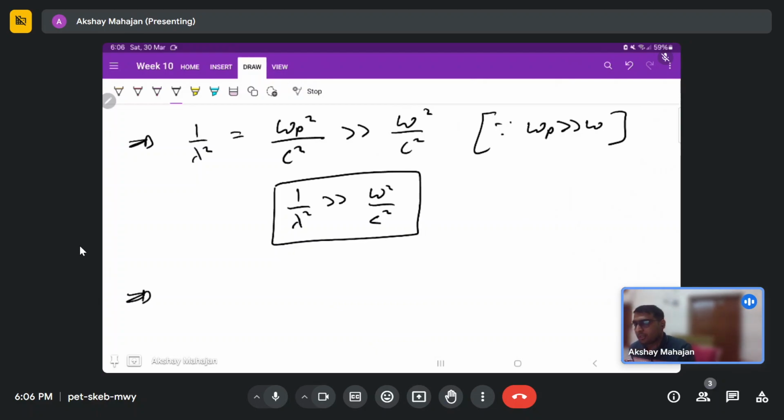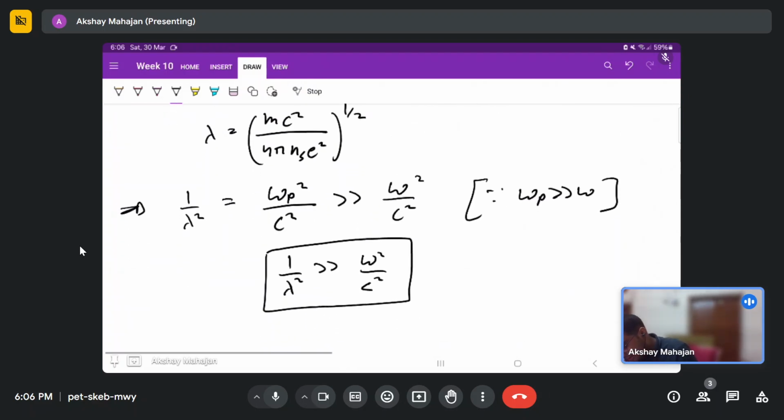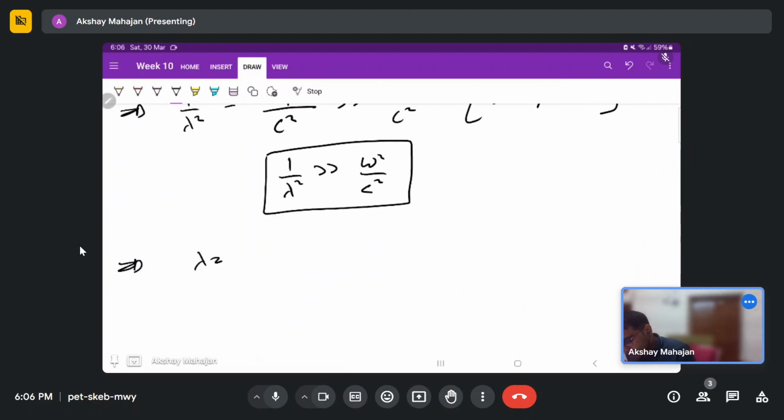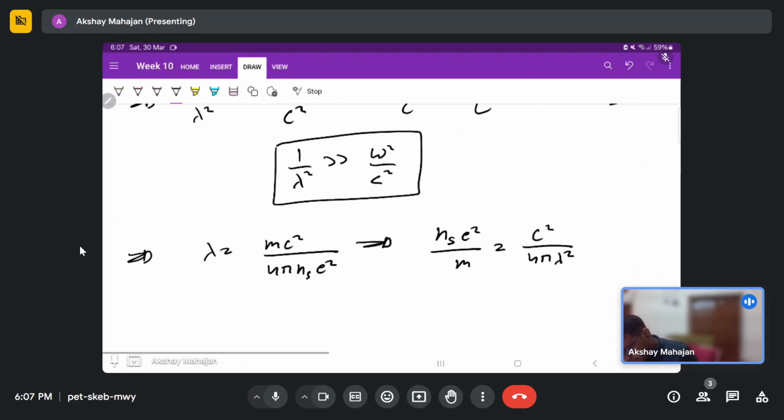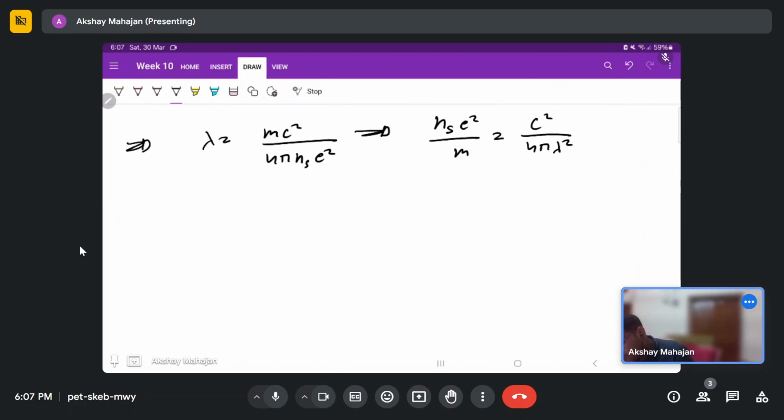Okay, so this we can see, and as I have written, this lambda is basically equal to mc square upon 4 pi ns times e square. So this I can write as ns e square by m, which I can write as c square upon 4 pi lambda square. Okay, so this is also something that we are going to use.